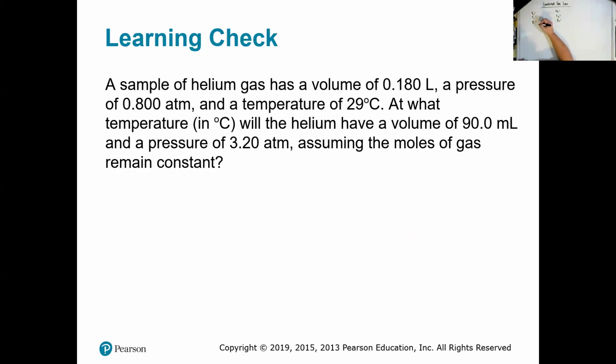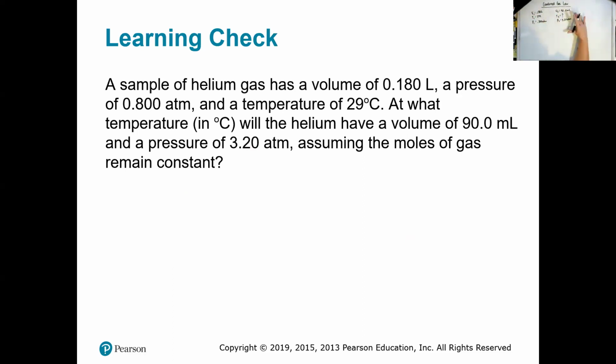Right, so our original volume is going to be 0.180 liters. Our original pressure is going to be 0.800 atm. Our original temperature is going to be 29 degrees Celsius. And then our new volume is going to be 90 milliliters. Oh, that'd be nice and tricky here. Our new temperature is our unknown. And our new pressure is going to be 3.20 atmosphere.